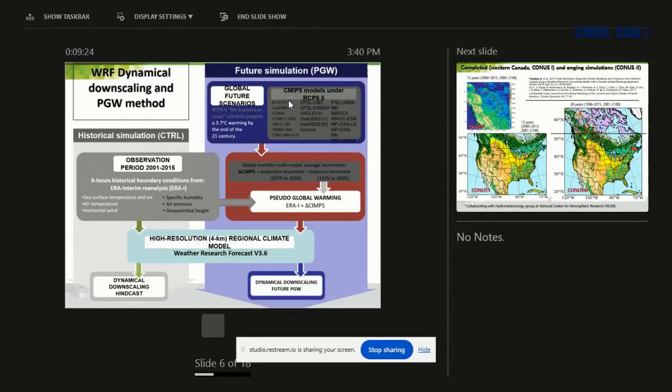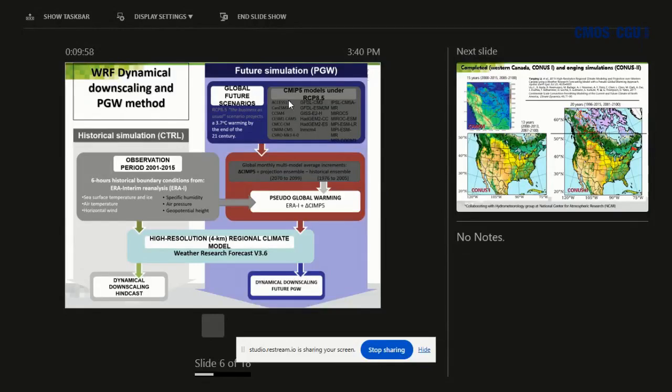The technique we used here, pseudo global warming, means we don't need to simulate the part in the middle. We just simulate the end of the century and compare it with the current climate to see how the change looks. By doing that, we save simulation time and reduce the number of years we have to simulate. We can use these resources to expand the domain, and we can also increase the resolution.